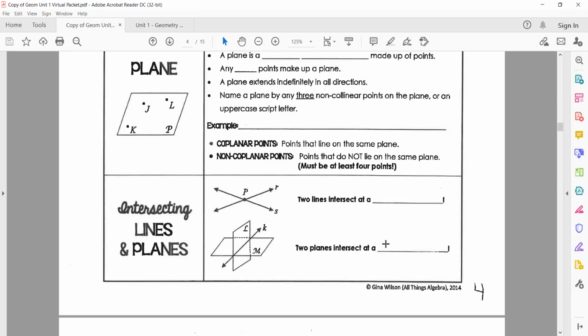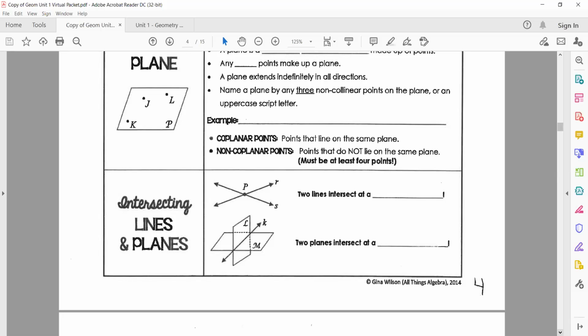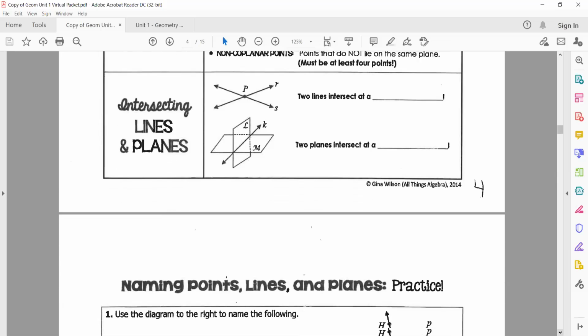Okay, that's what goes in that blank. Two planes intersect at a line. And you can tell that also, even if you're having trouble with the visual, look at K here. There's no point there. We can refer to a line by a lowercase letter. So that tells me that this line K is the intersection of those two planes. So being able to visualize some of this stuff in three dimensions can be a little bit tricky sometimes.